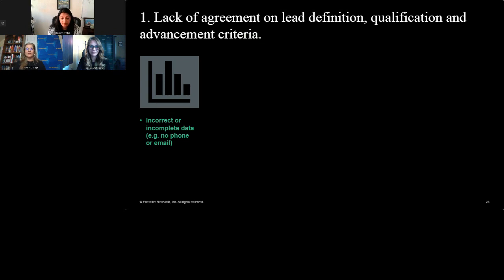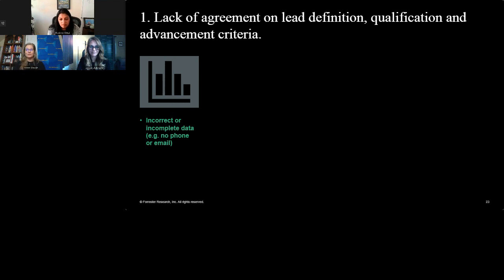The first one is incomplete data, no phone or email. And this is really, we don't have agreement on what defines a lead, is being qualified, and when it can advance through the waterfall. And very often we don't have the right data we need to have. And as Rashmi said, the conversational AI can update the CRM seamlessly.